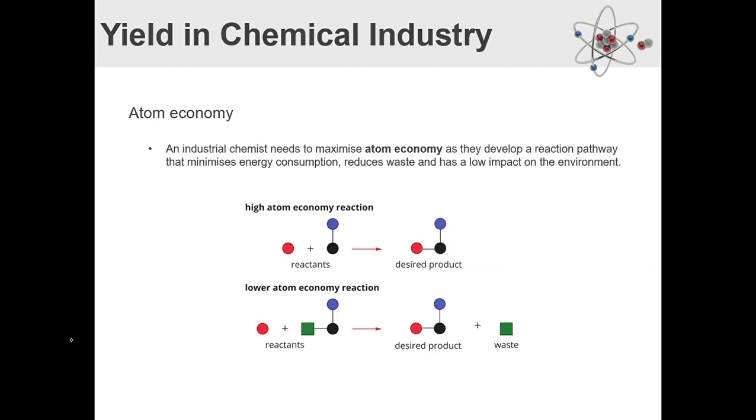Atom economy. Now, an industrial chemist needs to maximize atom economy as they develop a reaction pathway that minimizes energy consumption, reduces waste, and has a low impact on the environment. Now, a high atom economy reaction, well, here we've got our two reactants, and then they just combine together to make the desired product. A lower atom economy reaction, well, we're swapping out the green square for the red circle, so the green square is now a waste.